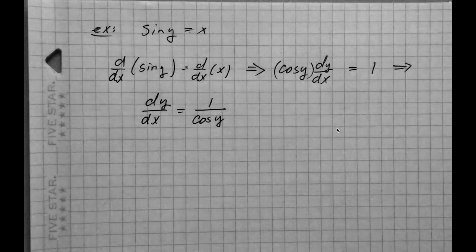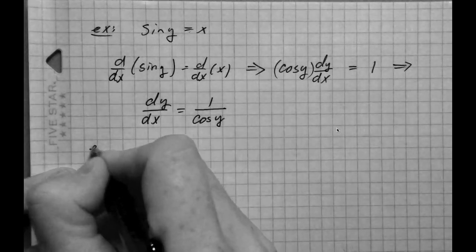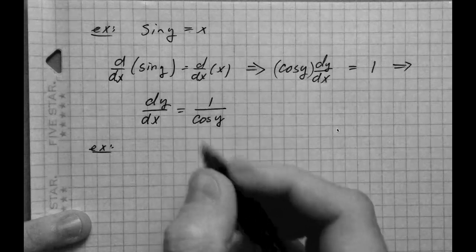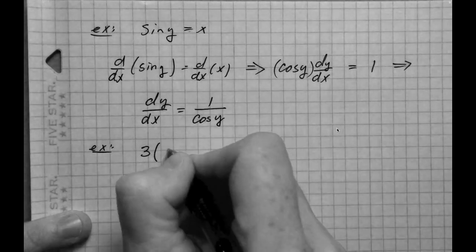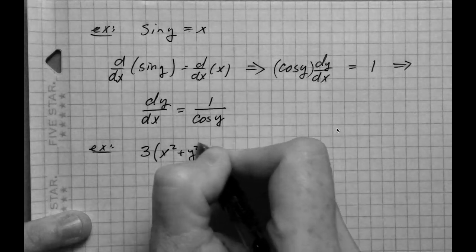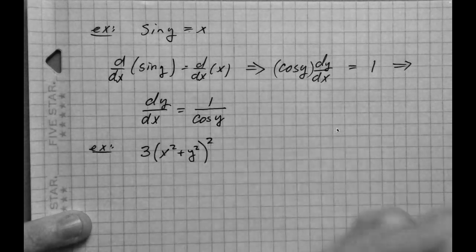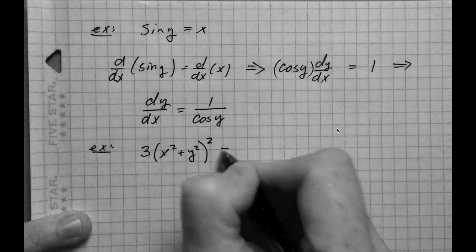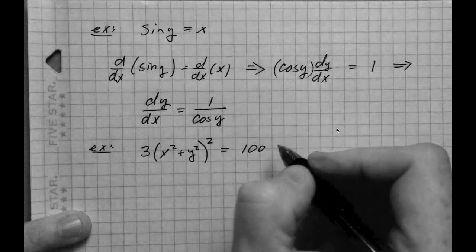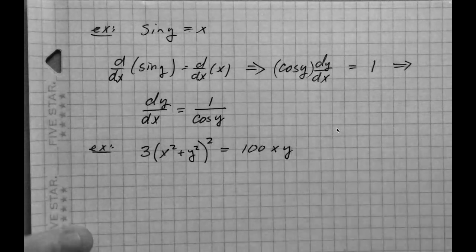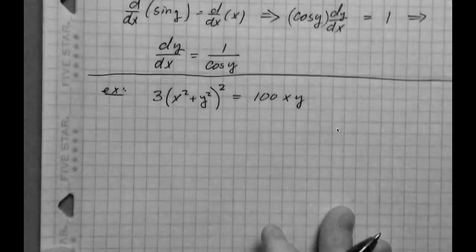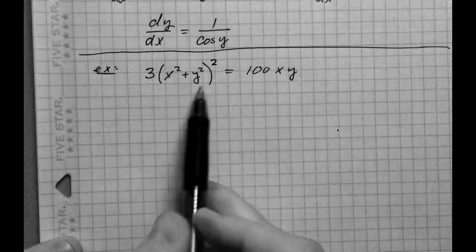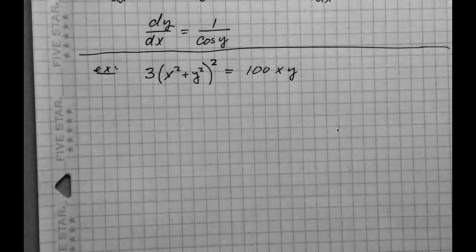Very good. So that one's pretty straightforward. What about something more complicated? How about this? 3 times (x squared plus y squared) squared equals 100xy. All right, so this one is going to be a lot more involved, right? You can kind of see that. So you've got chain rule, plus you've got implicit differentiation inside of a chain rule. Not a problem though, we can do this.